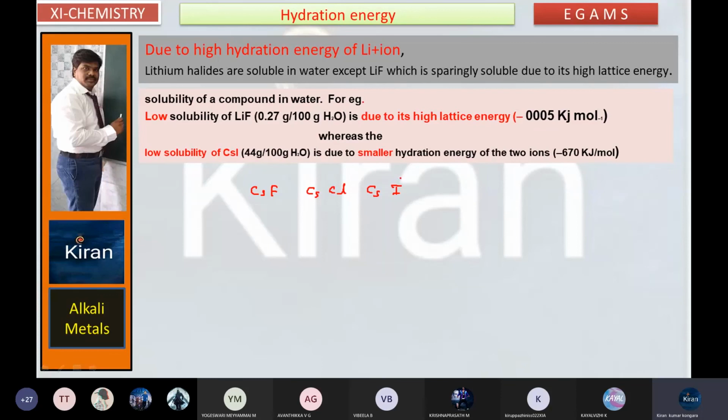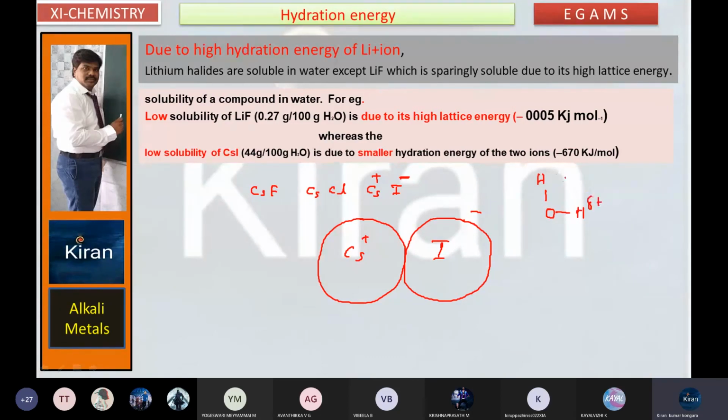So iodide is a bigger size. Cesium is also a very big size. Both are very big atoms. So this is iodide and this is cesium. How these can hold water molecules is very difficult. For example, when H2O comes and attacks here, this is delta plus, this is also delta plus, this is delta minus. So this plus will be attracted here, and you will get a holding.